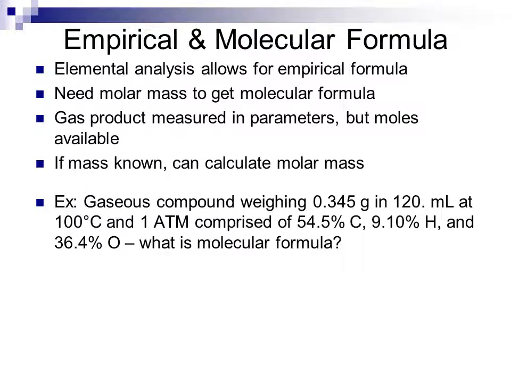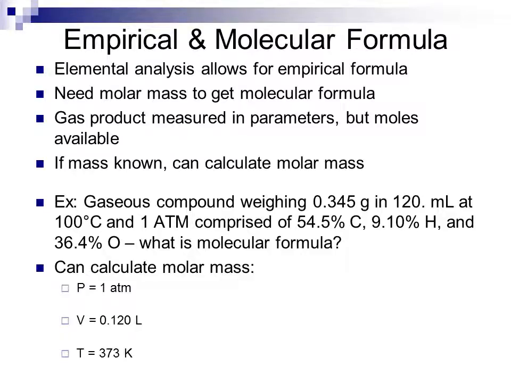So for example, if I have a gaseous compound that weighs 0.345 grams and is 120 milliliters at 100 degrees Celsius and 1 atmosphere of pressure, and this gaseous compound is comprised of 54.5% carbon, 9.1% hydrogen, and 36.4% oxygen, what is its molecular formula? We can calculate the molar mass by converting all of our initial variable units into the proper units for the ideal gas law. Pressure is already at 1 atmosphere, volume is converted from 120 milliliters to 0.12 liters, and temperature from 100 degrees Celsius to 373 Kelvin.